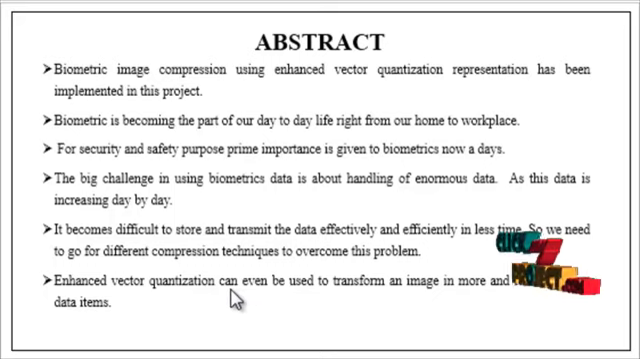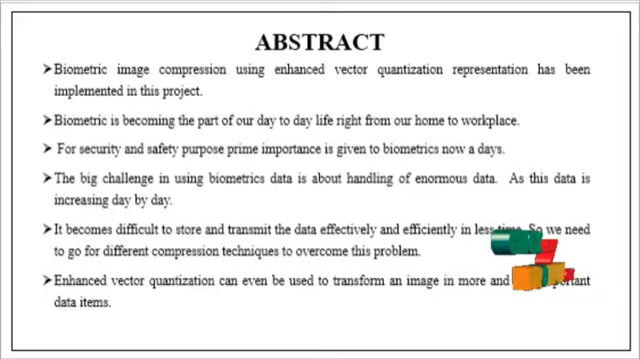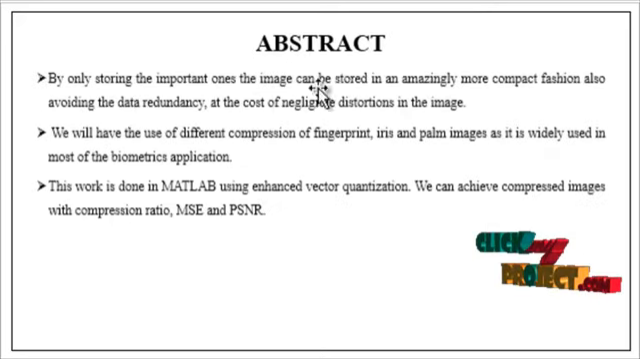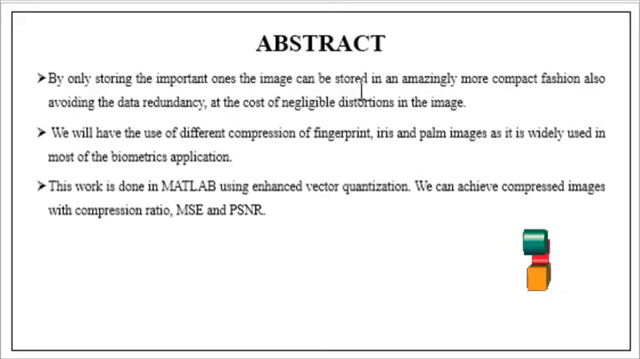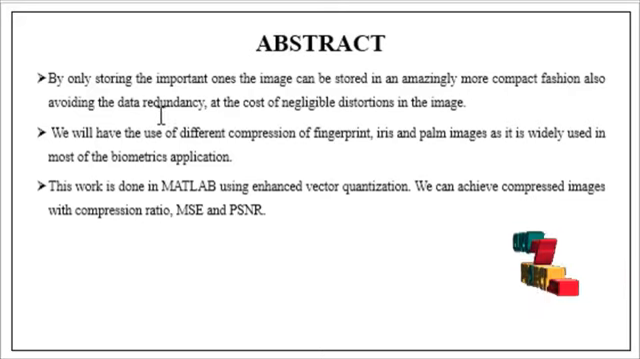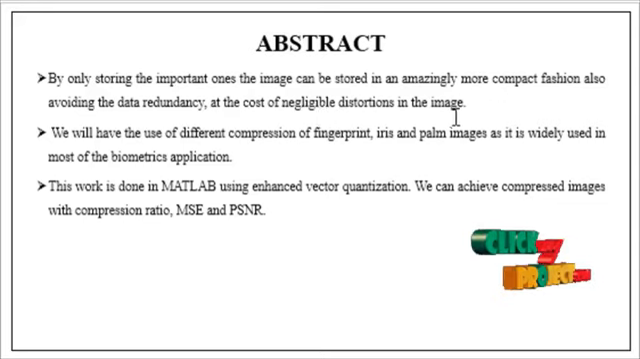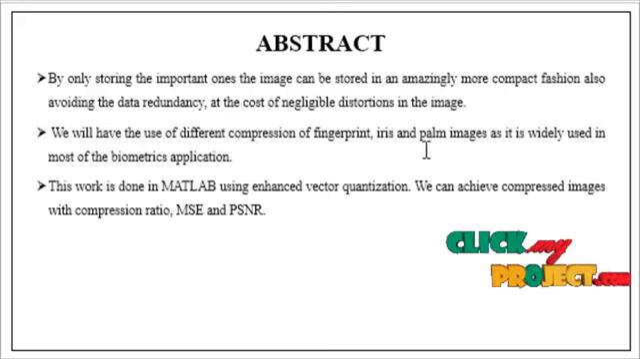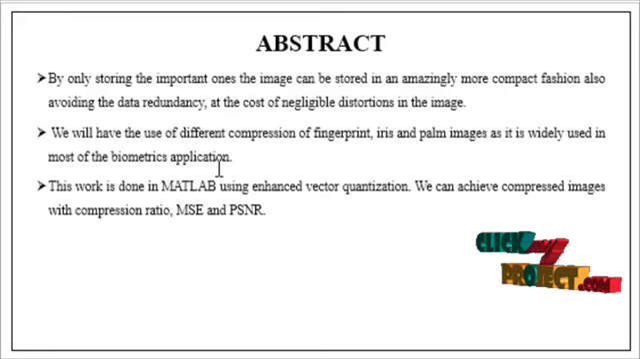Enhanced vector quantization can be used to divide an image into more and less important data items. By storing only the important ones, the image can be stored in a much more compact fashion, also avoiding data redundancy at the cost of negligible loss in the image. We will use different compression of fingerprint, iris and palm images, as they are widely used in most biometric applications.